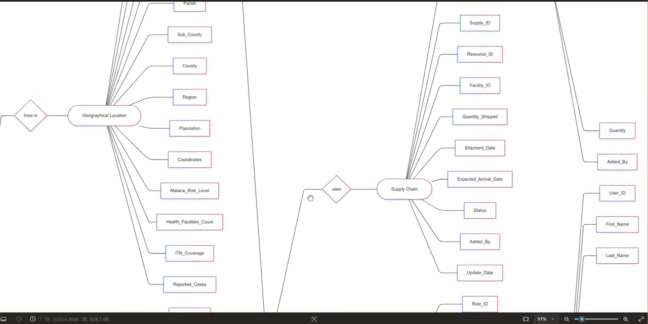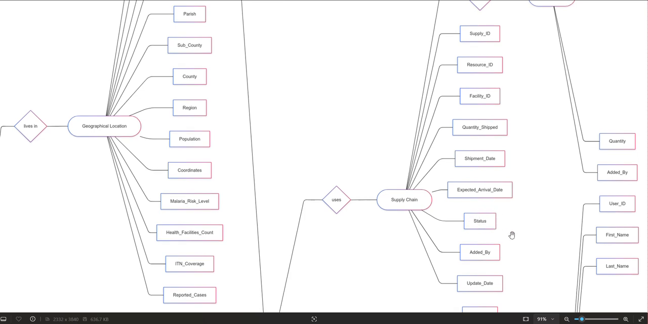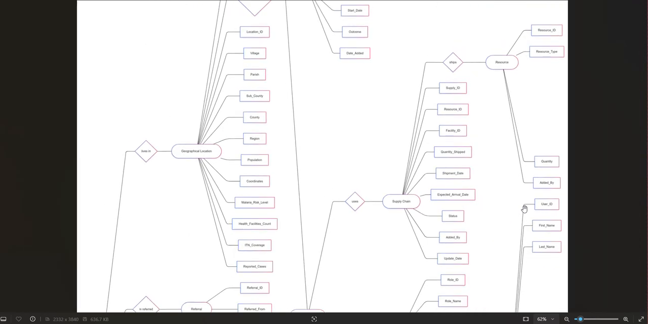As you can see also, the supply chain is linked to our resource because this helps us to track when this resource was shipped. Of course, we already talked about how we can view the quantity of this resource that was shipped. For example, how many mosquito nets were brought to the facility, when were they brought, when were they expected, and the status attribute can cater for whether they are still in transit, have arrived, or have been dispatched. Basically, that is an overview of our database management system.